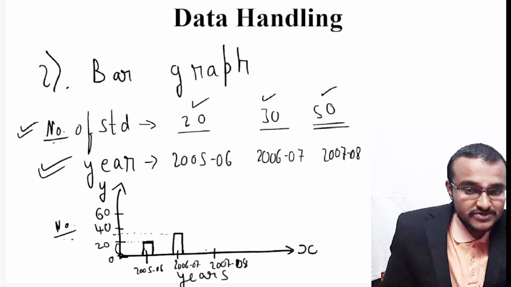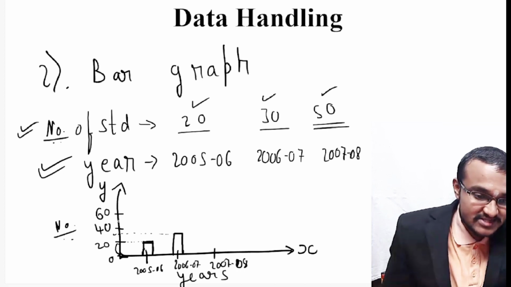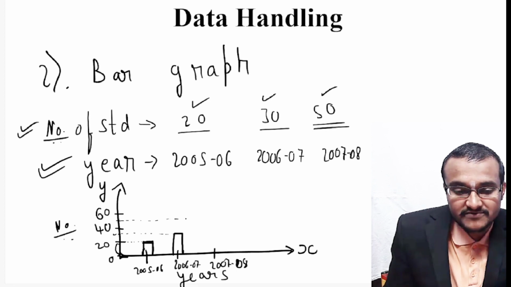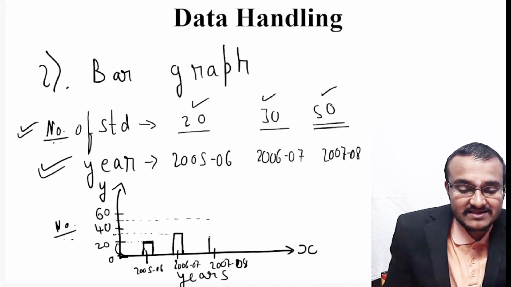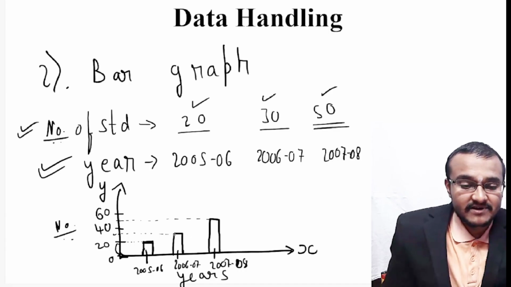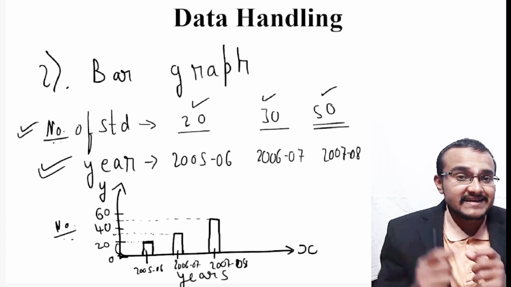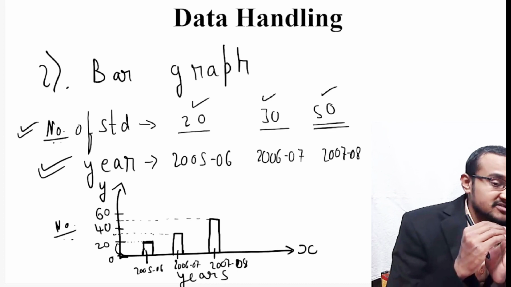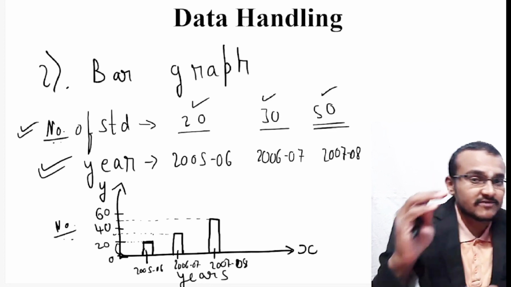Similarly, in 2007 to 2008, the number of students who got admitted to this school is 50. That is in between 40 and 60. So from this 50 you can draw a perpendicular line, and the height of this third rectangular bar should range till this point like this. So this is the bar graph, where you are taking the height of rectangular bars as the expression of data on the y-axis.